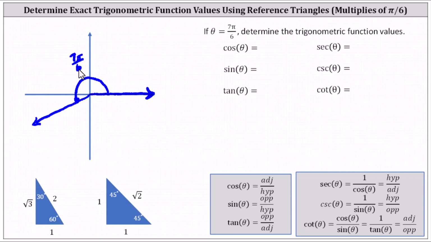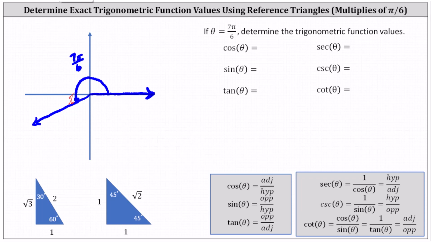Next, we'll label the reference angle and then sketch the reference triangle. The reference angle is the acute angle formed by the terminal side of the angle and the x-axis, which is this acute angle here, which measures 1/6 pi radians, or pi divided by 6 radians, if we want 30 degrees.